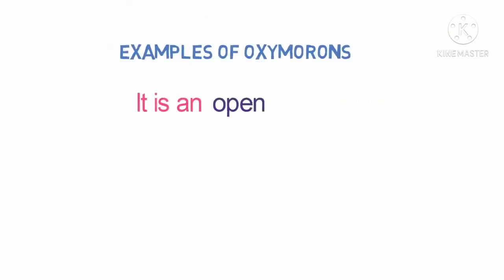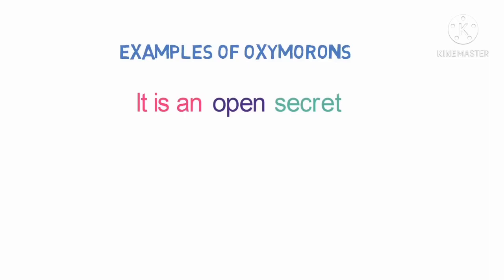It is an open secret. Here you can see two opposite words used in the same sentence, open and secret. If it is a secret, then it cannot be open, and if it is open, then it cannot be a secret. So it is an oxymoron.